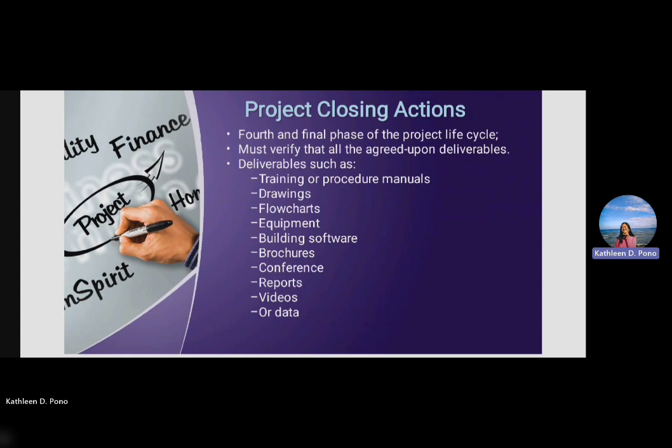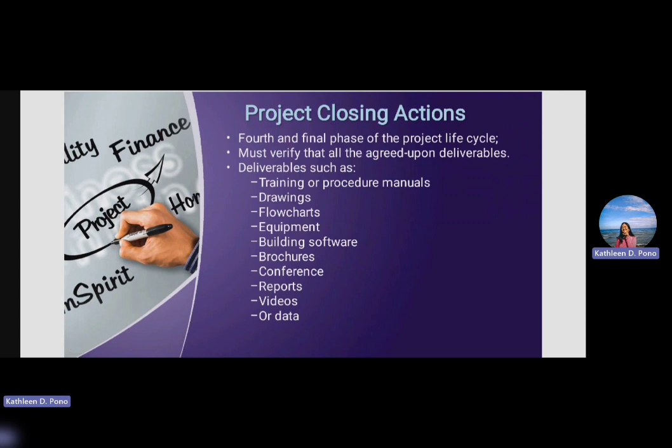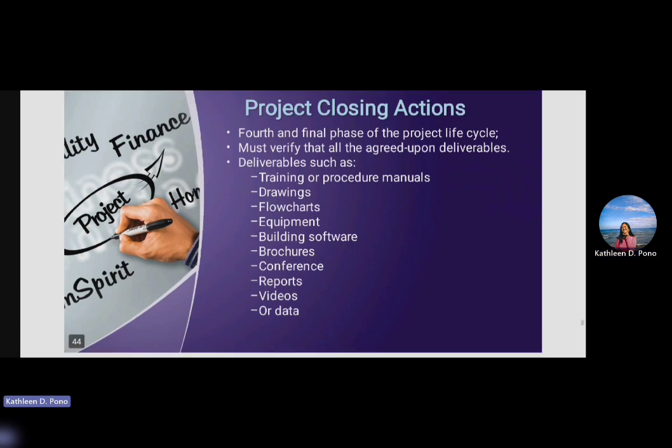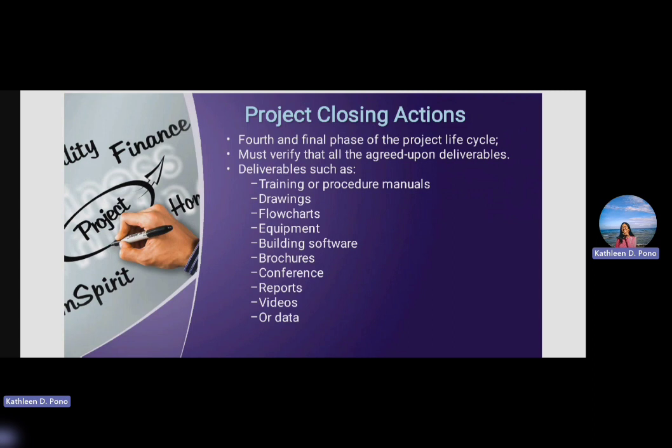Next is the equipment. In a project plan, it refers to specific physical or tangible items that need to be provided, installed, or manufactured to complete a project. Next is software. It is software applications or tools used to facilitate or support a particular process or task. Examples include project management software, customer relationship management, or CRM systems, and financial software.